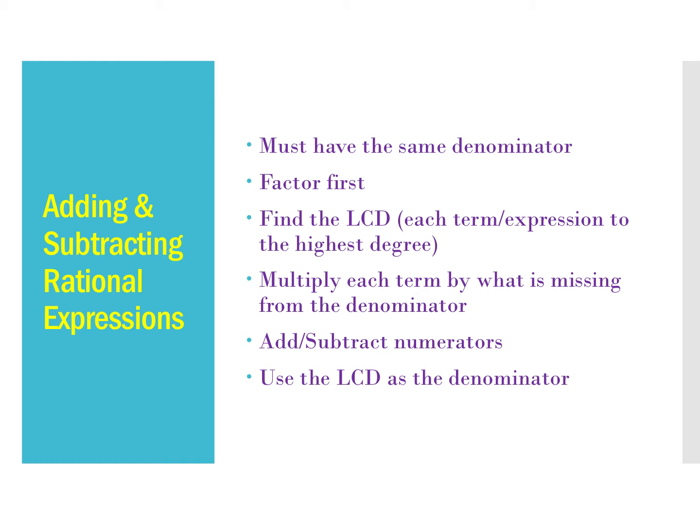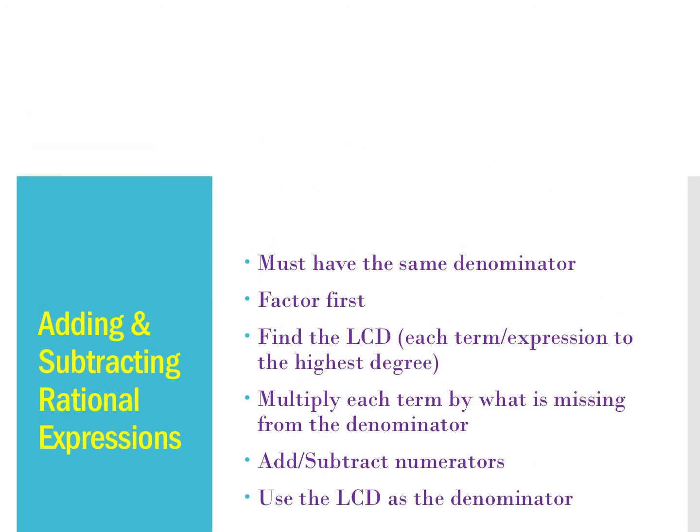Remember, whenever you're finding a least common denominator, you're multiplying each term by what's missing from the denominator. Once you have the LCD, then you're just going to add and subtract the numerators only. And then you'll just use that LCD as your denominator. Now, let me show you what I mean by we always multiply to find the LCD.